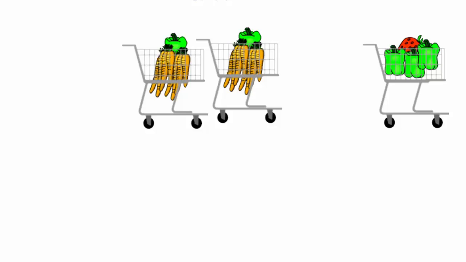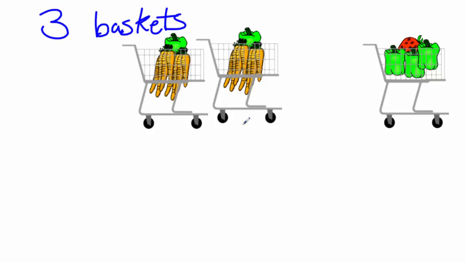Okay, let's look at another example. Here we have 2 baskets. Each one has 2 carrots and a pepper in it. Then we have a separate basket that has 3 peppers in it and 1 strawberry. So if I were to ask you how many baskets are there, it'd be pretty easy. You say there's 3 baskets in total.